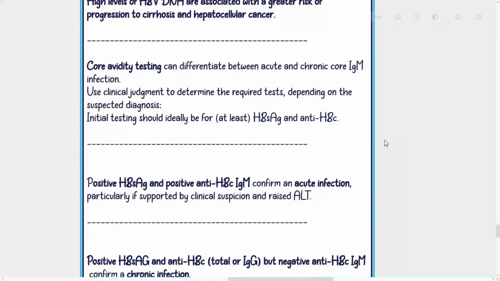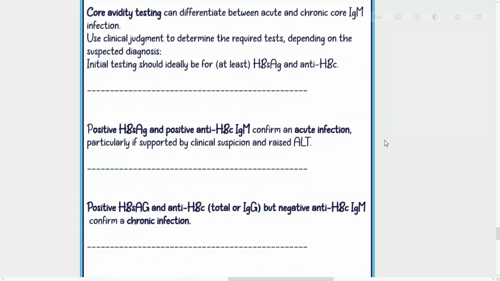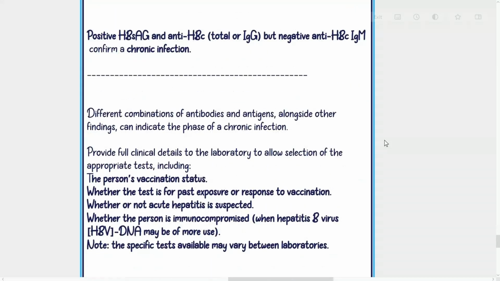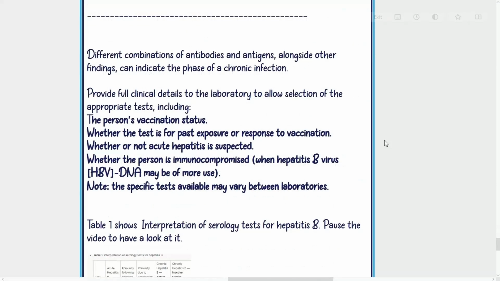Initial testing should ideally be for at least HBsAg and anti-HBc. Positive HBsAg and positive anti-HBc IgM confirm an acute infection, particularly if supported by clinical suspicion and raised ALT. Positive HBsAg and anti-HBc, total or IgG, but negative anti-HBc IgM confirm a chronic infection. Different combinations of antibodies and antigens, alongside other findings, can indicate the phase of a chronic infection.